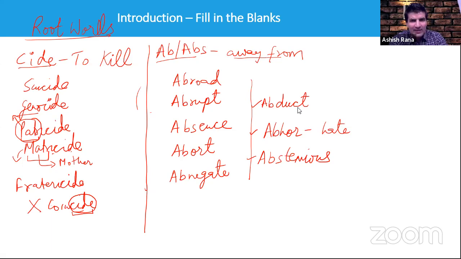Abroad is also correct. So basically, there are so many words. Abandon is also absolutely correct. Abortion is also absolutely correct. So see, so many words have actually come from this particular root. So similarly, why are we learning these roots? Because one root can give up to the meaning of 28 words.